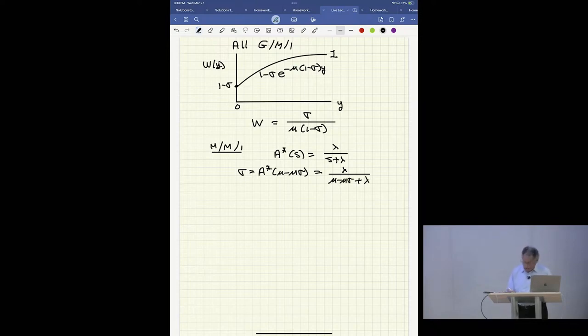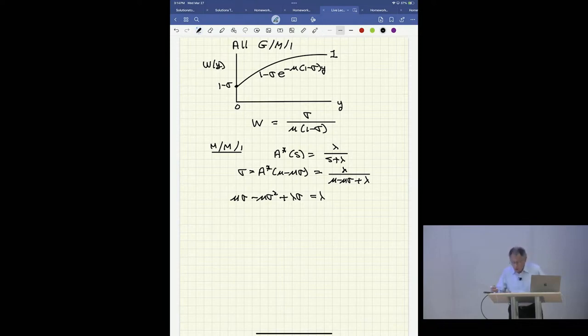You work that out, and if you multiply through, you're going to get sigma times its denominator, so we're going to get a mu sigma minus mu sigma squared plus lambda sigma, and bring the lambda in, well, that's going to equal lambda, of course. It's a second order equation. We're going to find it. We obviously, sigma equals 1 is the root of that second order equation.